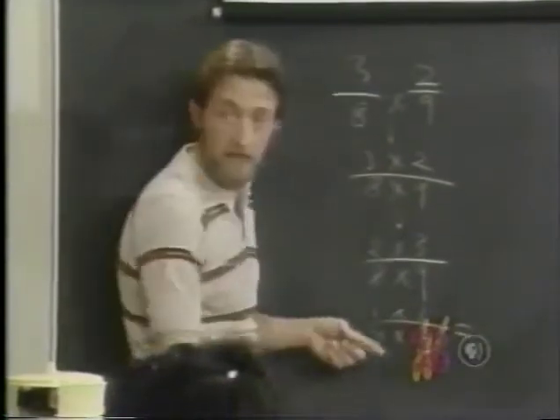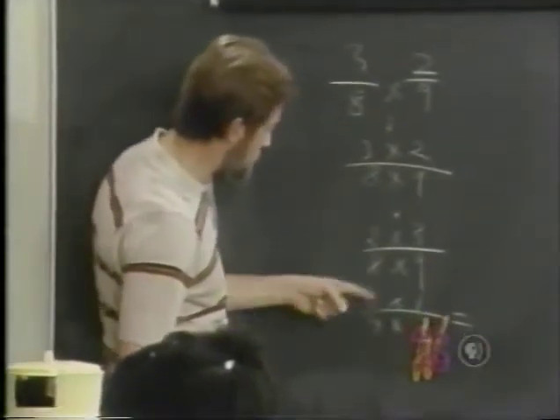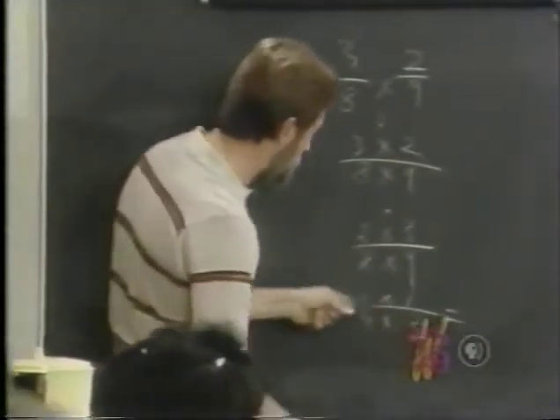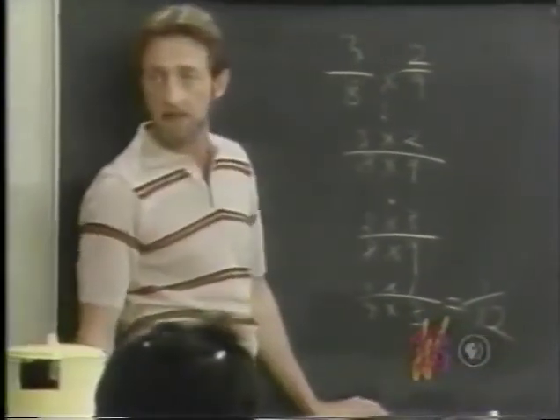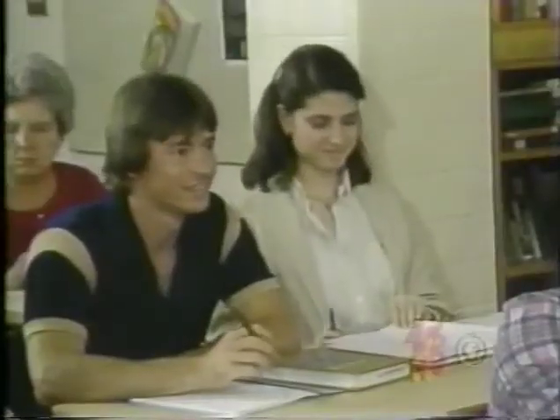That's right. Let me just finish this computation. 2/8 is 1/4, 3/9 is 1/3. 1 times 1 is 1, 3 times 4 is 12, and there's your answer, 1/12. Okay, everybody see that?